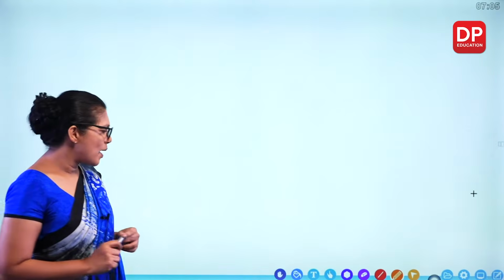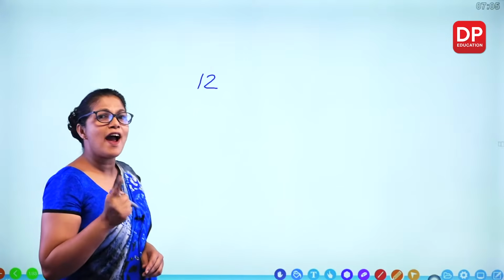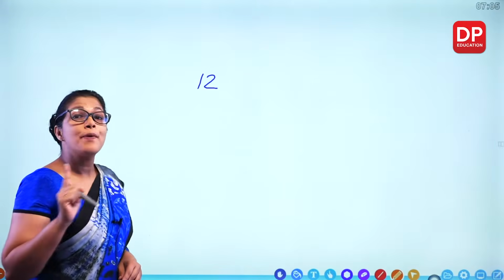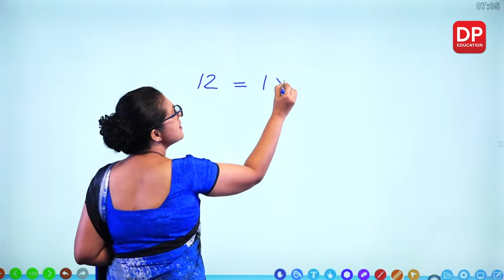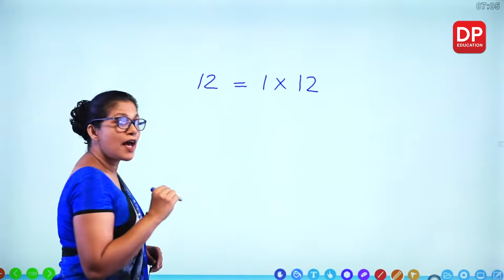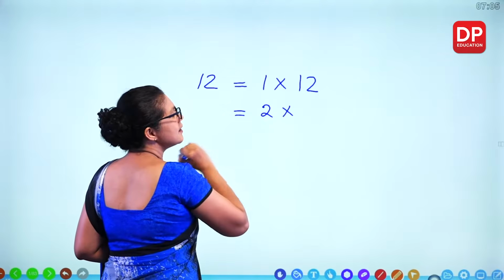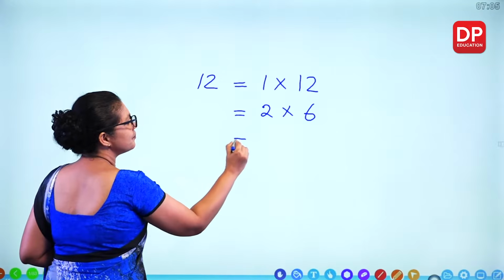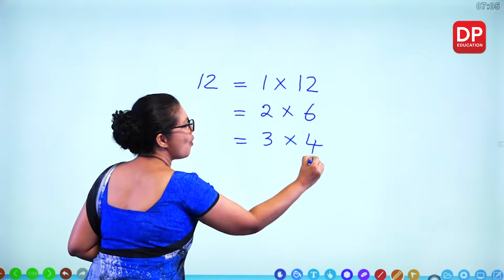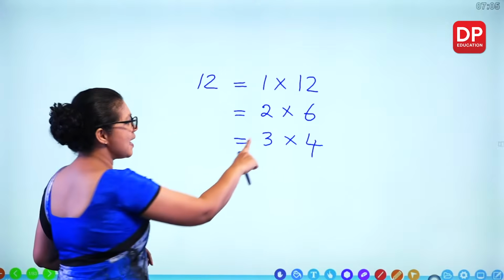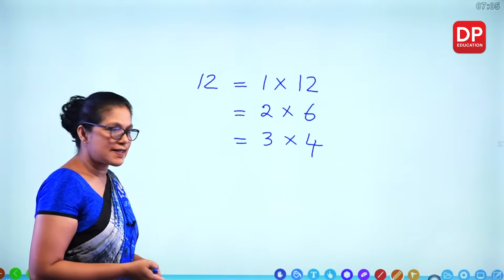Let's take number 12. Can you write this number 12 as a product of two numbers? So you can write 1 times 12. Another way, I can write this one as 2 times 6. Again, 3 times 4. Then again 4 times 3 is the same as 3 times 4. 6 times 2 is the same as 2 times 6.